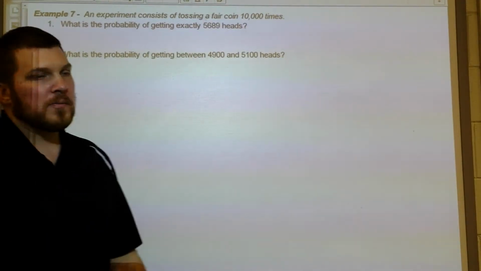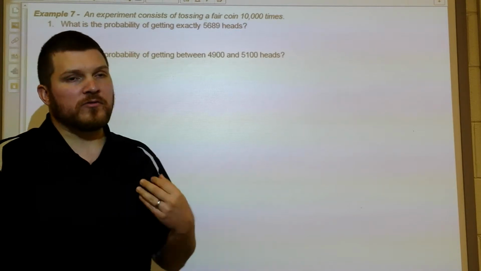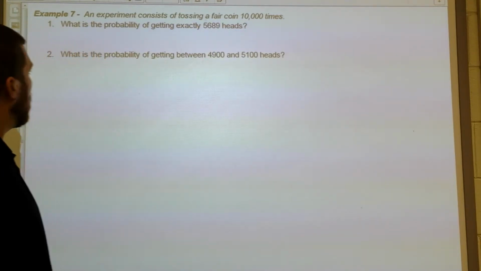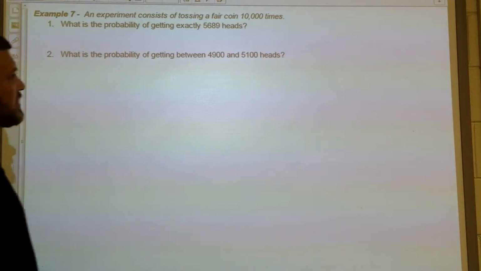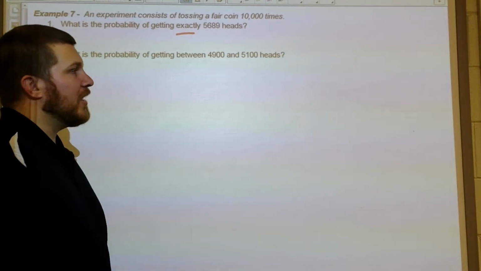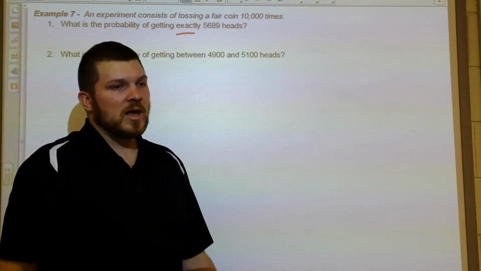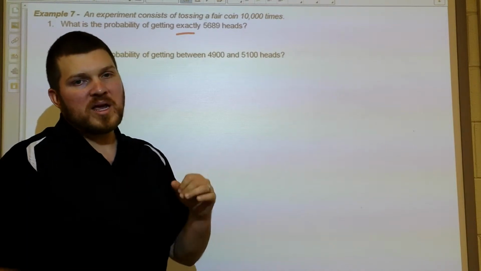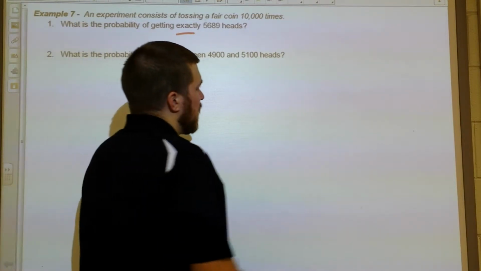Here, we're doing a probability experiment that is pretty much flipping a coin 10,000 times. We want to know the probability of getting exactly 5,689 heads. Before we do that, what we need to do is calculate our mean and our standard deviation.